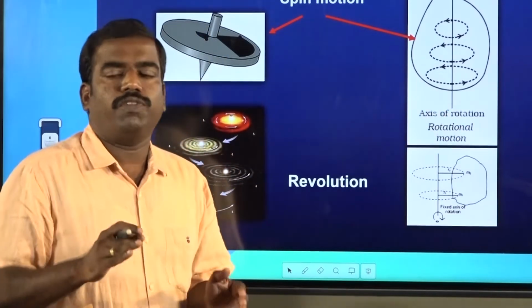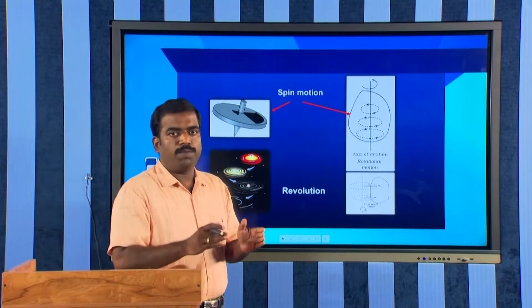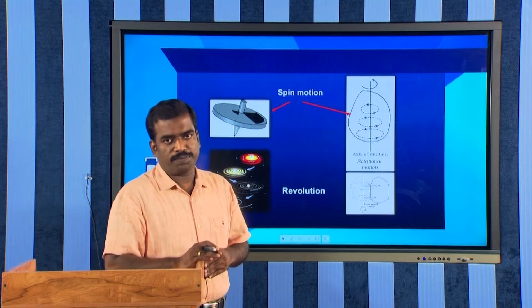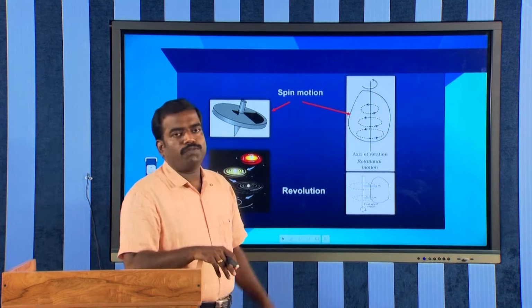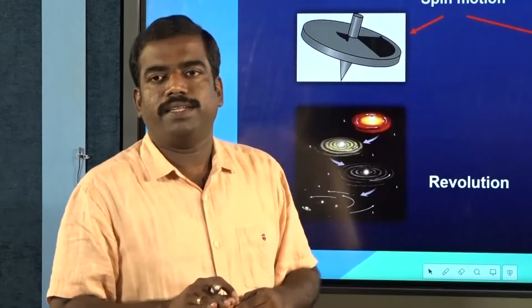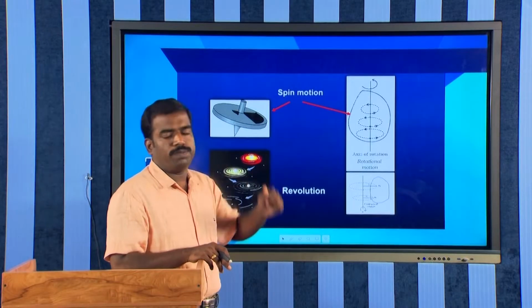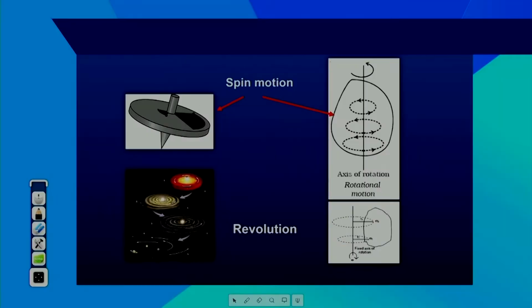Based on the position of the axis of rotation, we can further divide the rotational motion into spin motion and revolution. If the axis of rotation of the body is within the body, then we call that motion spin motion. You can see the spinning motion of a top, a spinning top. Also, you can see the spinning of a cricket ball. These motions come under spin motion because the axis falls within the body or inside the rigid body.